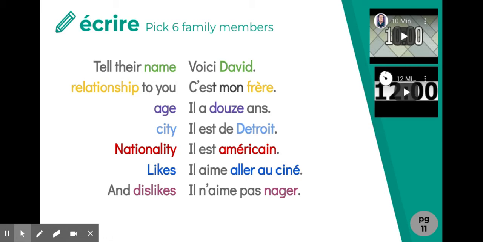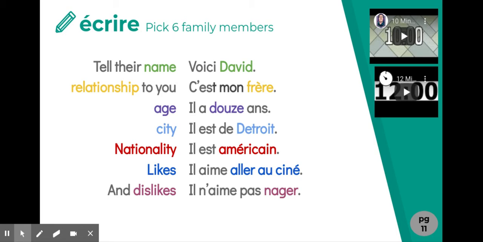Okay, here it says that you need to pick 6 family members. You're going to write about 3 male relatives on the left because I started the sentences for you and those sentences all start with il on the left. So make sure 3 male relatives on the left, and then you're going to write about 3 female relatives on the right.